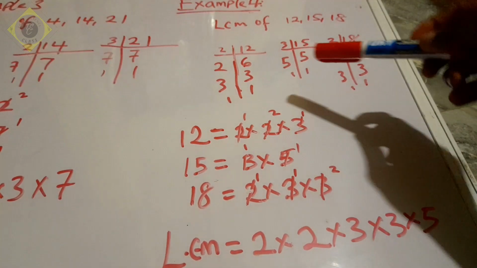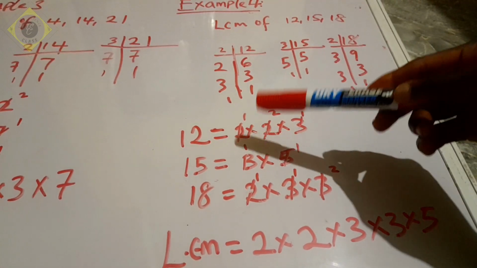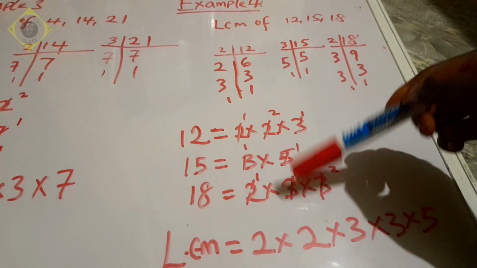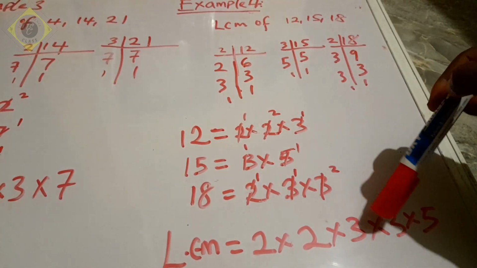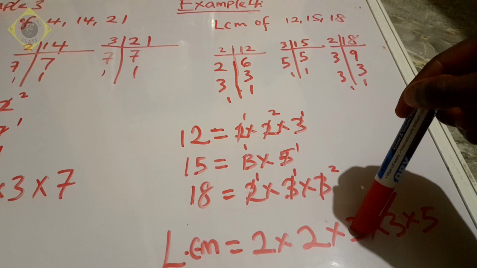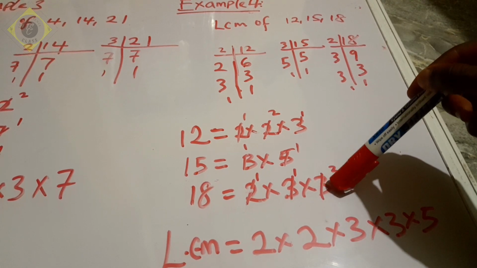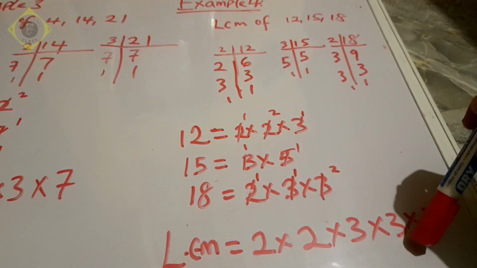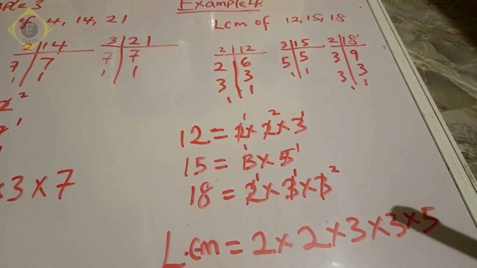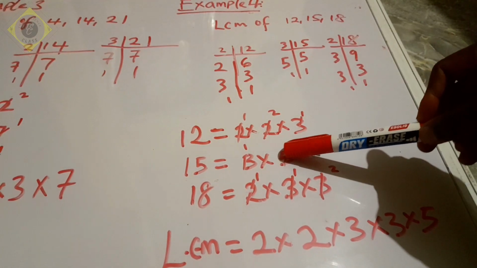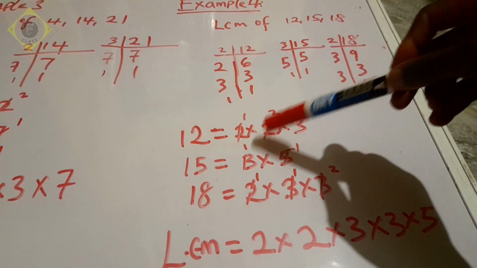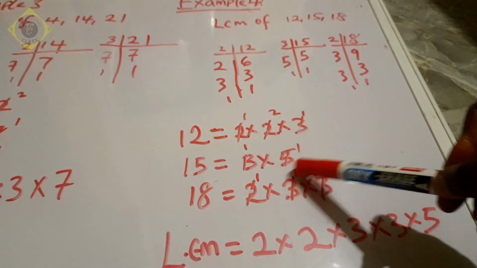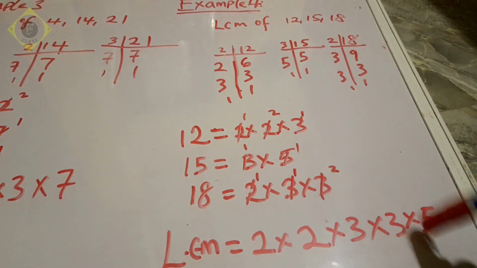Then 3 number 1, this is 3 number 1 here. This is 3 number 1 here. This is 3 number 1 here. This gives us this 3. 3 number 2 is here. 3 number 2, can you see 3 number 2? This is it here. Then the last number, which is 5. 5 number 1. No other number has 5. So this guy is the only one that has 5. 5 number 1. And this is it here.